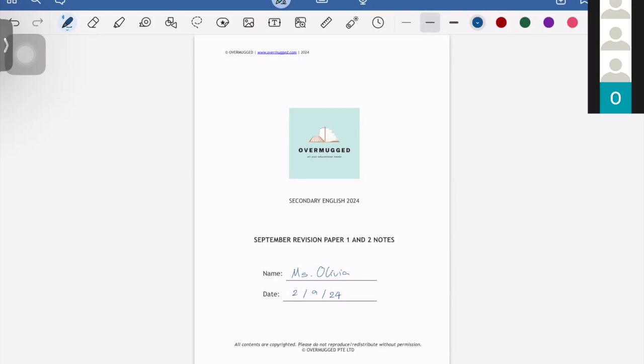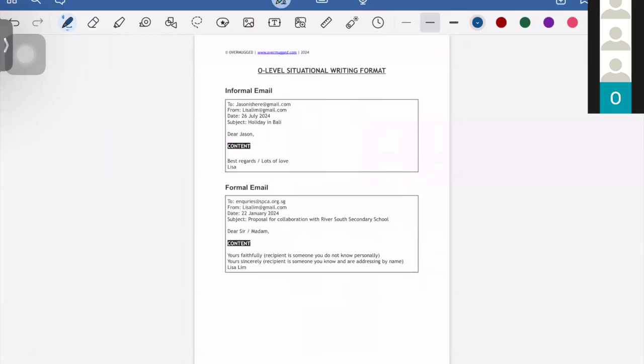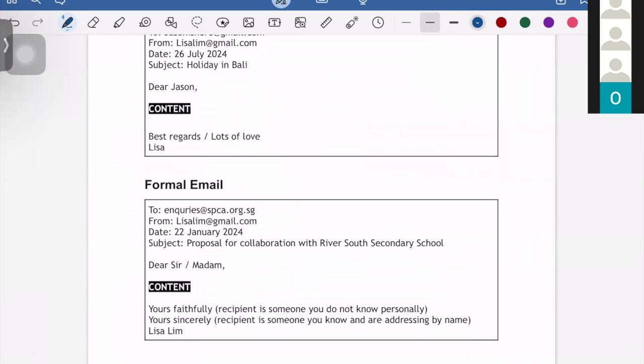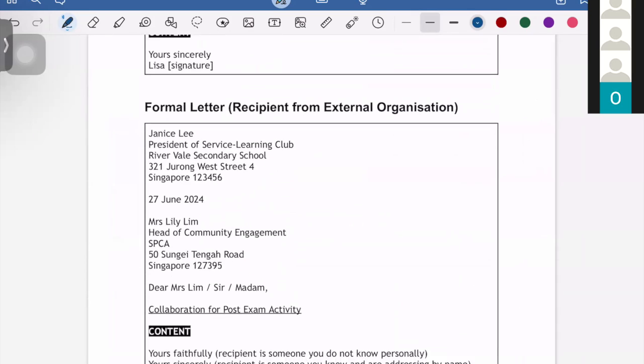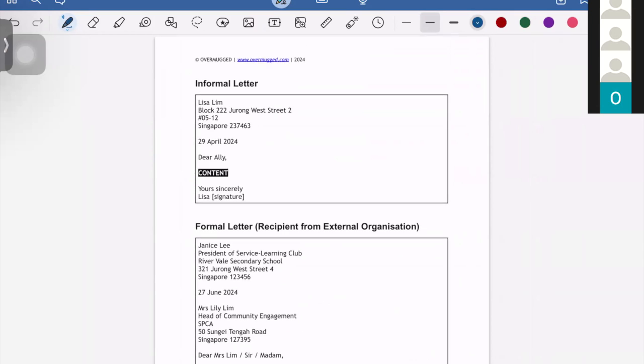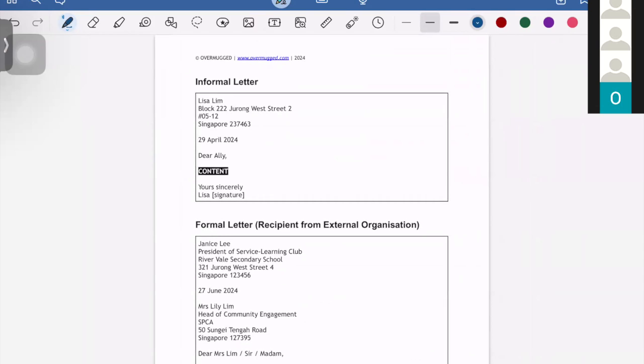Start with paper 1 and then we'll go on to paper 2. First part of the notes, I've given you the situational writing formats, all given here. Depending on your school, if you're tested for this for your end of year, be careful of your formatting. Although we do not penalize you a lot for that, but please take note of the formatting because it affects your overall content.